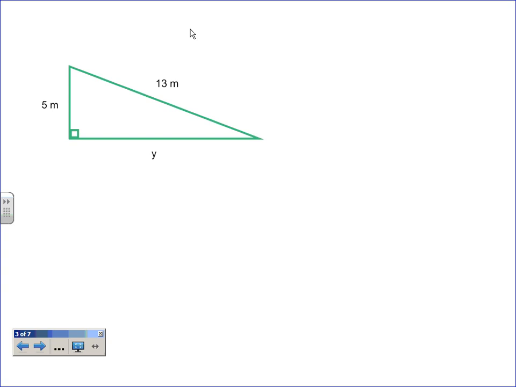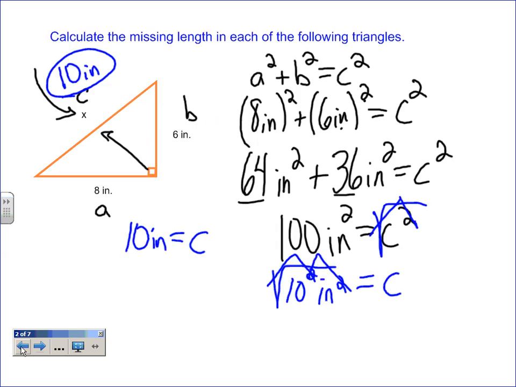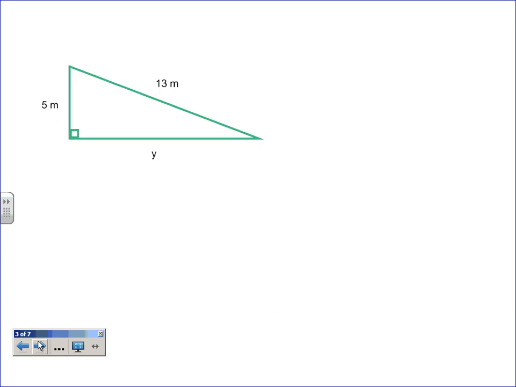Many of you just set it up the same way we did the last one. You did 5 squared plus 13 squared equals y squared. That will not work. Because what's the very first thing I did on this last problem? I said figure out which one you're missing. All right? So on this one here, well, which one am I missing? Am I missing the same thing I was missing before? No, I'm missing this one right here.